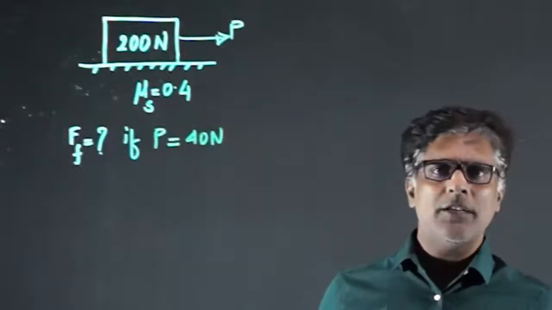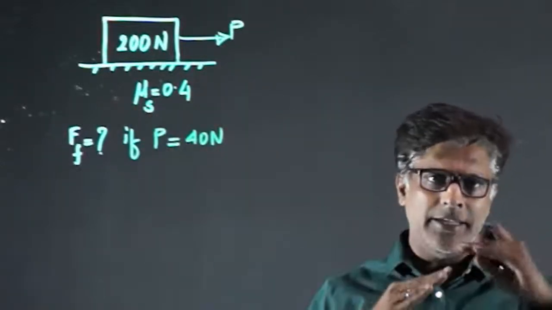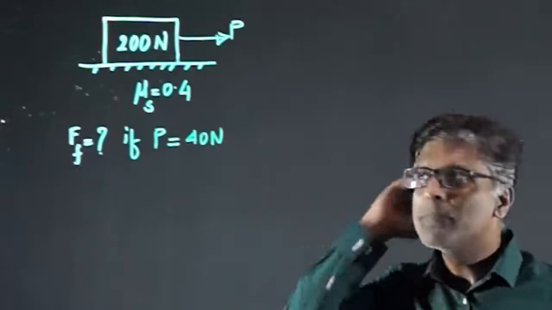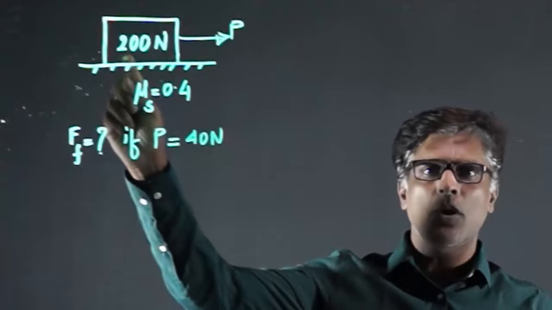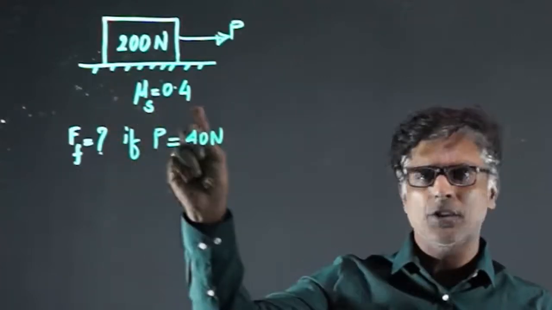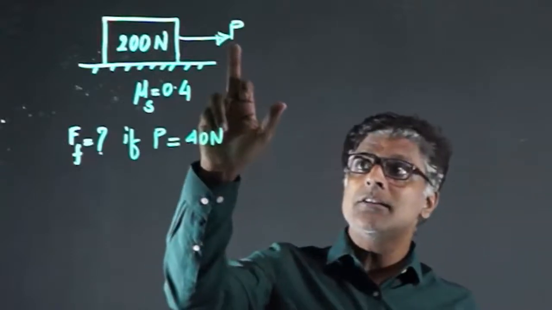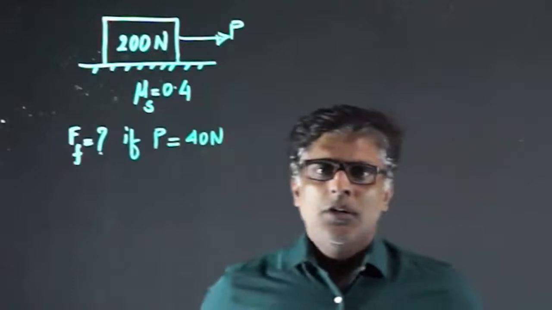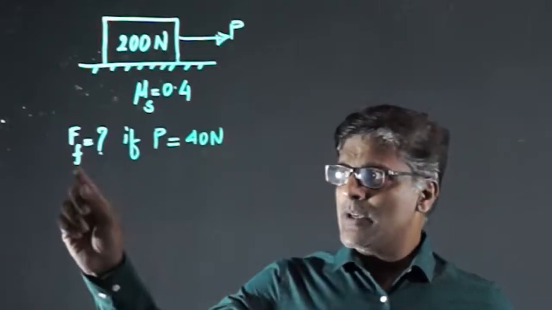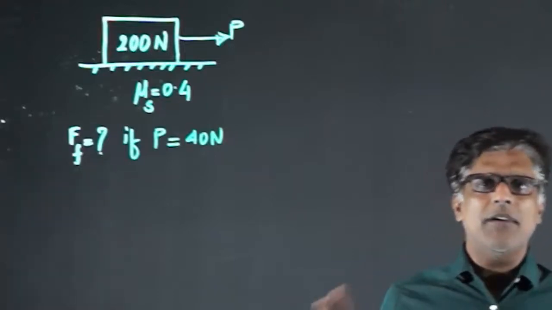The weight of the block has been given clearly. The surface, if you note, is not inclined. It is purely horizontal. The coefficient of static friction between the material of the block and the ground is 0.4. And in addition to that, even the external force applied of 40 Newton has been given. Now, whenever the question asked is about finding the force of friction, we have to be very careful.